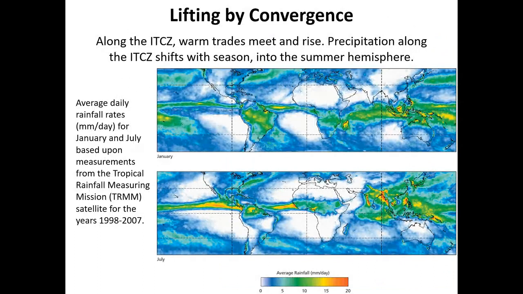So here we have a snapshot of lifting and convergence. These are basically just global weather patterns of moisture around the world. In January, you can see along the equator, there's consistent rain. And then in South America, their summer, the Amazon basin gets a lot of rain during January. And then during July, summer of the Northern Hemisphere, you have lots of rain.